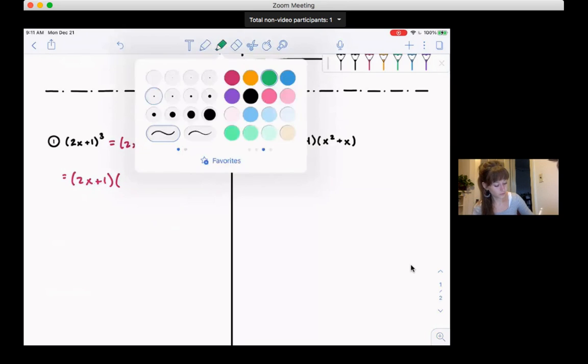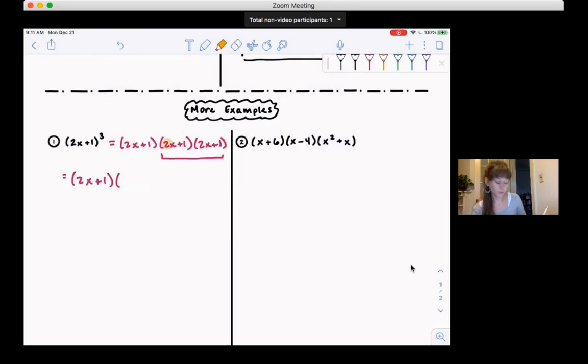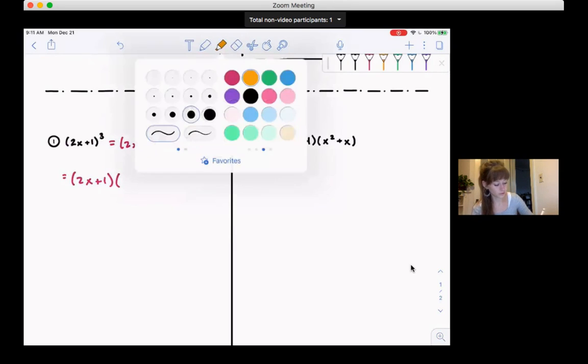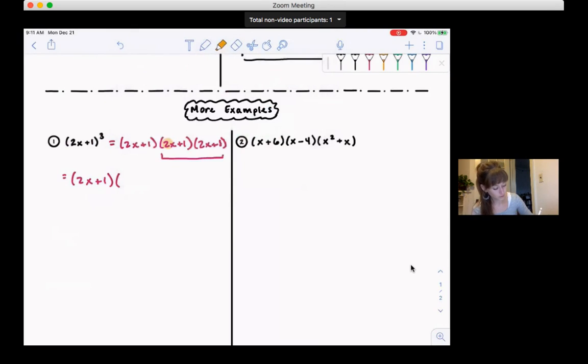We distribute the 2x to every term in the other polynomial, and we distribute the 1. So let's distribute the 2x. So we would do 2x times 2x. That would give us 4 and then x squared. And then 2x times 1, that's just 2x, right?